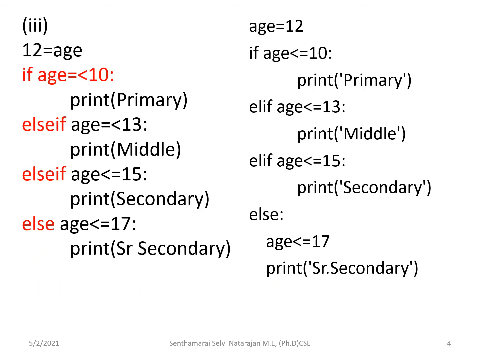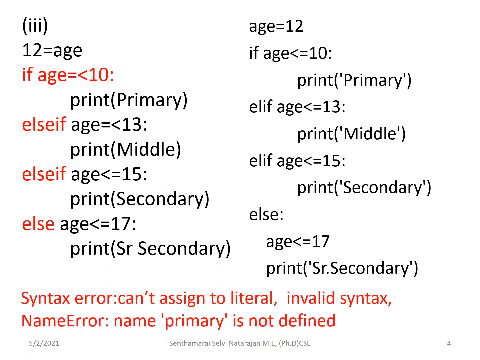Here they have assigned values, that is, for 12 they have assigned the value age. So this is one syntax error, that is, a literal assigned to a number. And again, going for this, here this is the error, less than or equal to, and again this is an error, else if. In Python it is elif. So all these errors have been corrected in this code. The errors are syntax error, can't assign to literal, invalid syntax, and then name primary is not defined. When you want to print the literal or string as it is, you have to specify it within the quotes. So that is another error.